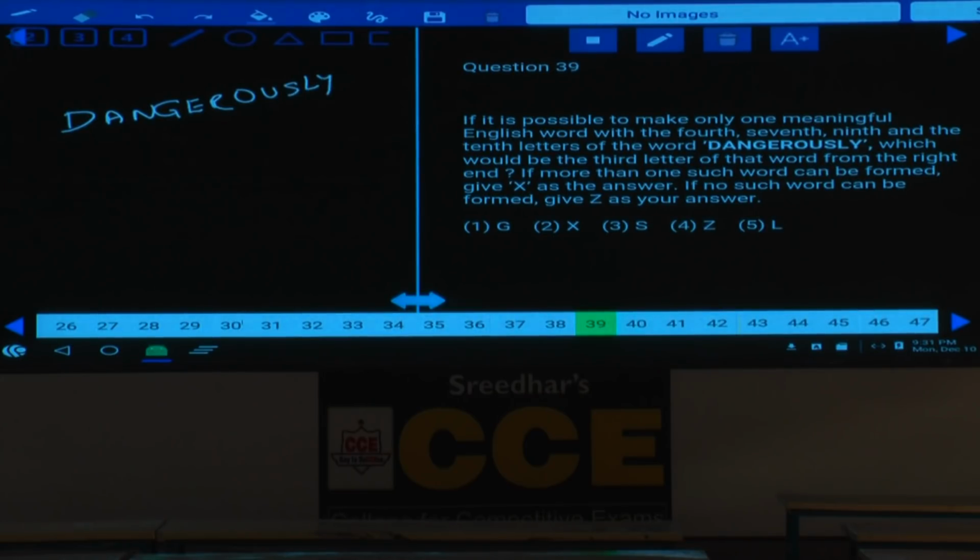D-A-N-G-E-R-O-U-S-L-Y, dangerously. Now if it is possible to make only one meaningful English word with the 4th letters, next one 4, 7, 9 and 10, 4, 5, 6, 7, 4, 7, 8, 9 and 10. Isn't it? Now with the help of these 4 letters G-O-S-L, tell me any word that can be formed. S-L-O-G, slog is the word that can be formed.